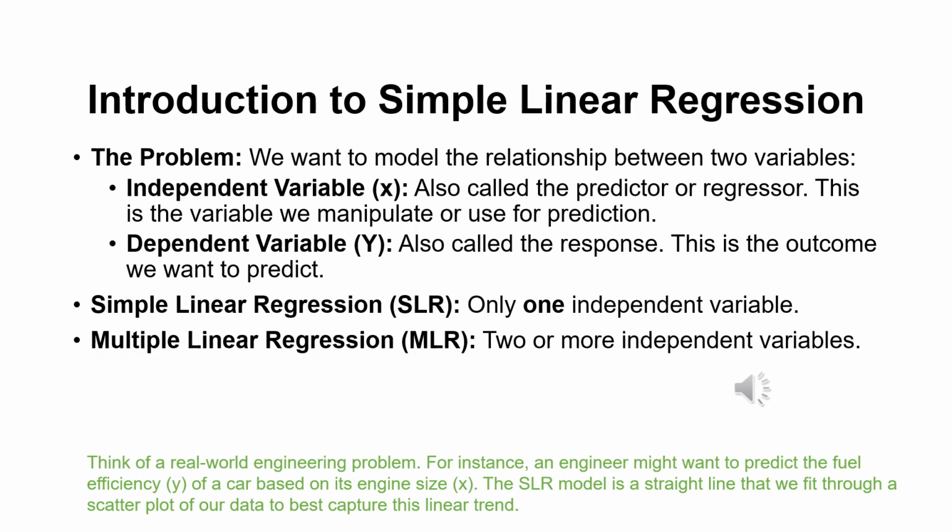Now let's define the problem more formally. We want to model the relationship between two variables. The independent variable, denoted as x, is the predictor or regressor, the variable we manipulate or use for prediction. The dependent variable, denoted as y, is the response, the outcome we want to predict. When we have only one independent variable, we call it simple linear regression, or SLR. When we have two or more predictors, it's multiple linear regression, or MLR, which we'll cover later. Think of a real engineering problem, predicting fuel efficiency of a car based on its engine size. In SLR, we fit a straight line through a scatter plot of our data to best capture the linear trend.